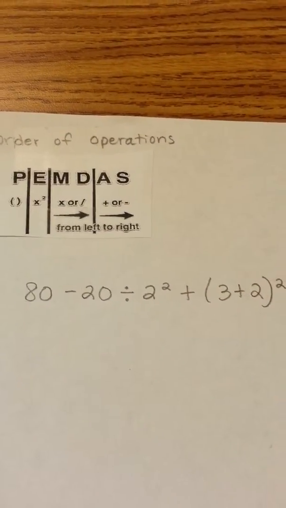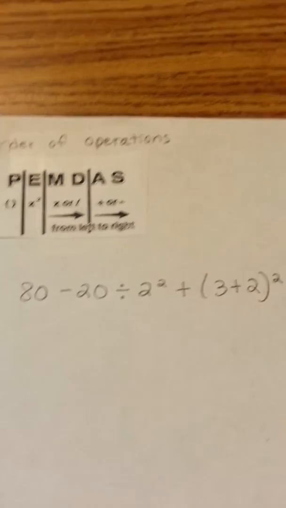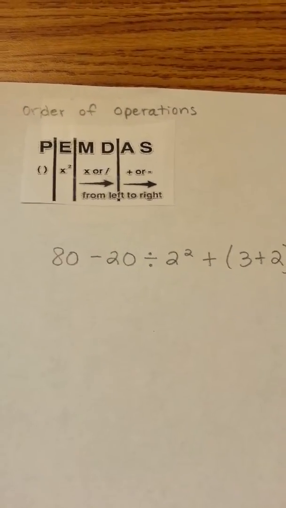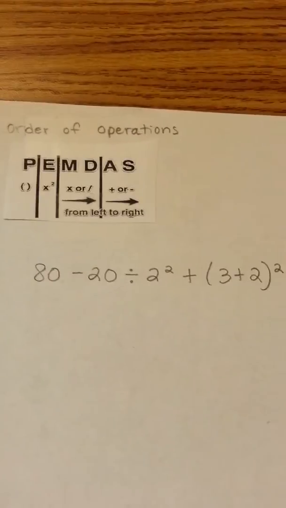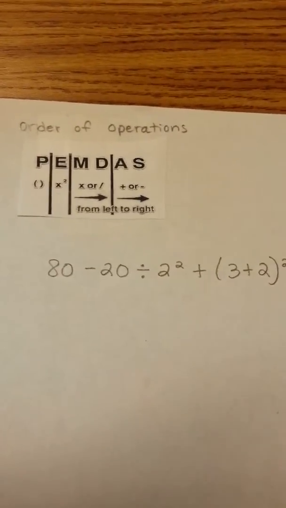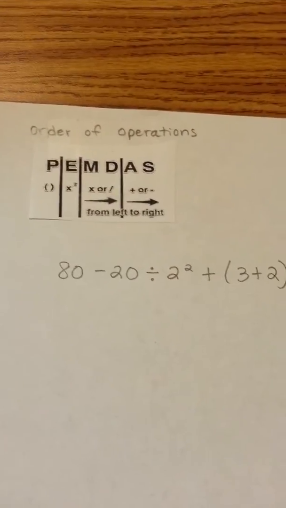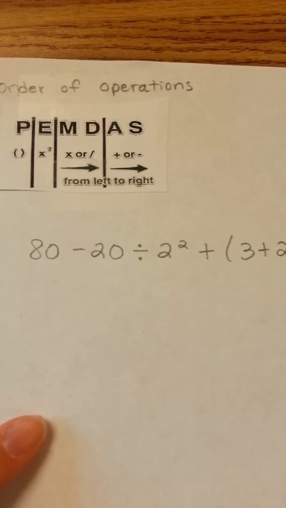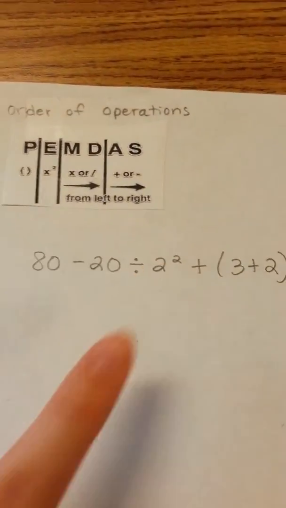And last but not least, you have addition and subtraction. Addition and subtraction, I like to think of them as twins as well. And that's because it's not that you always add before you subtract or that you always subtract before you add, but you're always going to follow them from left to right.